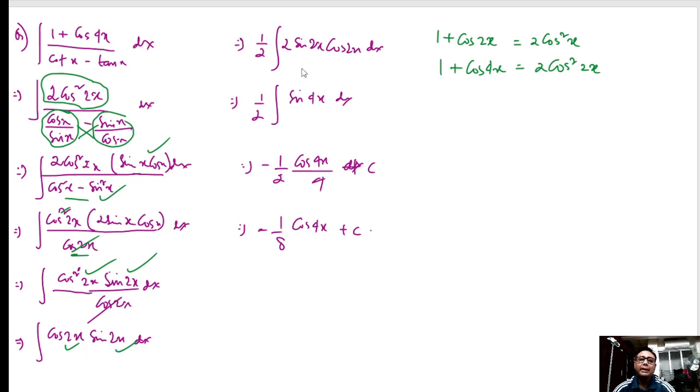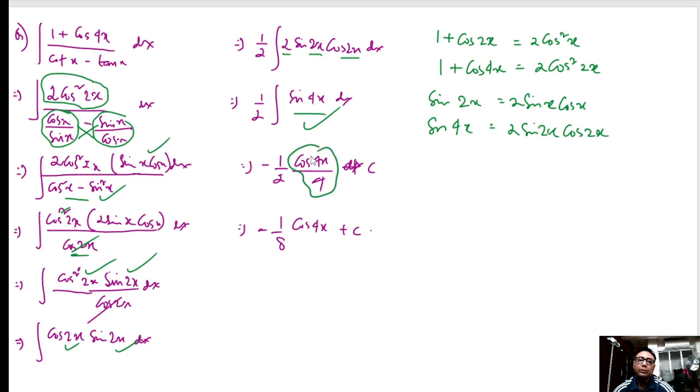Now taking a half and 2, 2 sin 2x cos 2x is actually sin 4x, because sin 2x is 2 sin x cos x. So sin 4x is 2 sin 2x cos 2x. Okay, so now integration of sin 4x is minus cos 4x by 4, and it will become this.